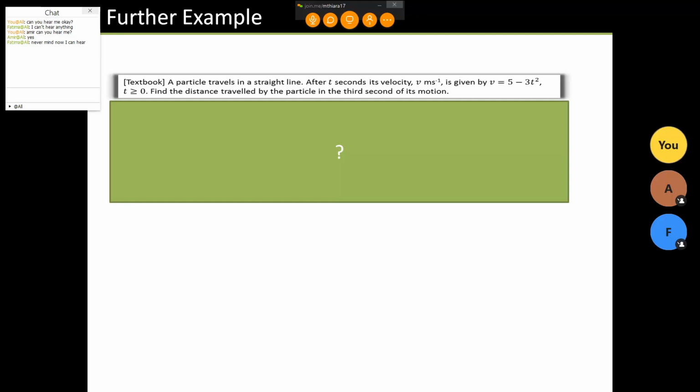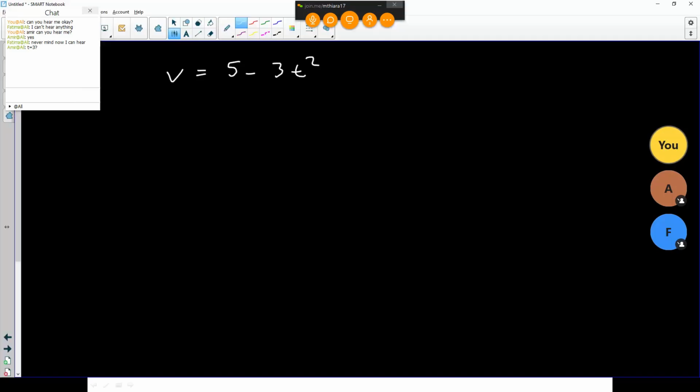I'm here, Fatima. So t equals 3? No, that's not the boundary conditions, because let me explain to you what I mean by boundary conditions, because it's not clear.